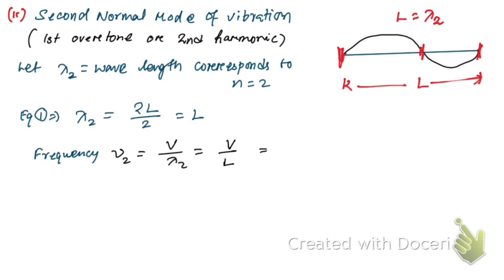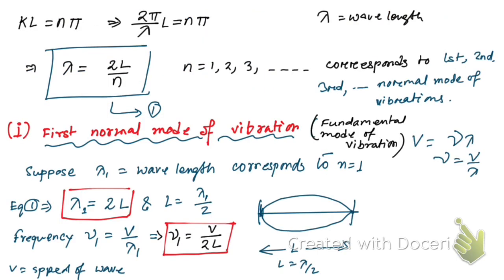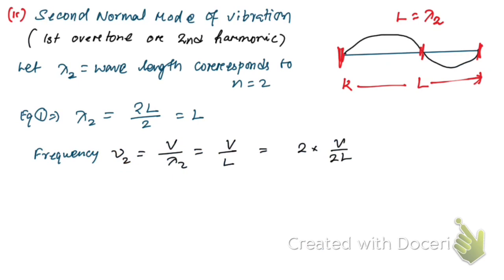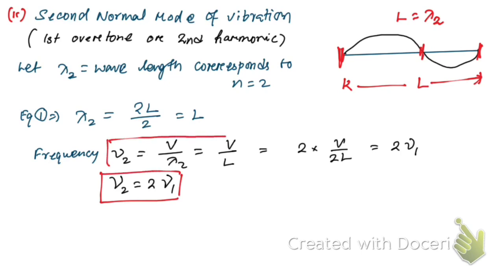So this also can be written this way: 2 into v by 2L, and v by 2L is equal to nu 1, right? So that's why it can be written as 2 nu 1. That means nu 2 is equal to 2 times nu 1. You can write that one also. So hope you have understood this. Right? So now let's discuss the third overtone.